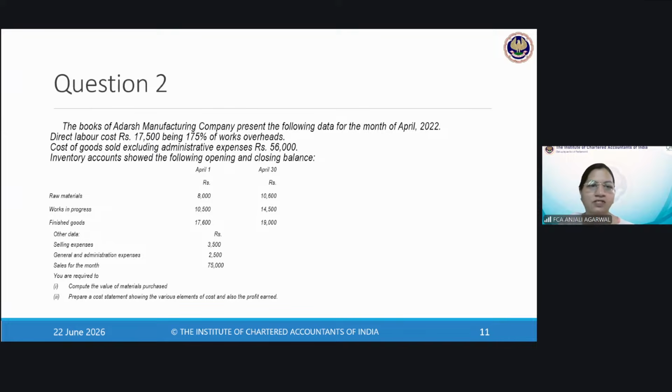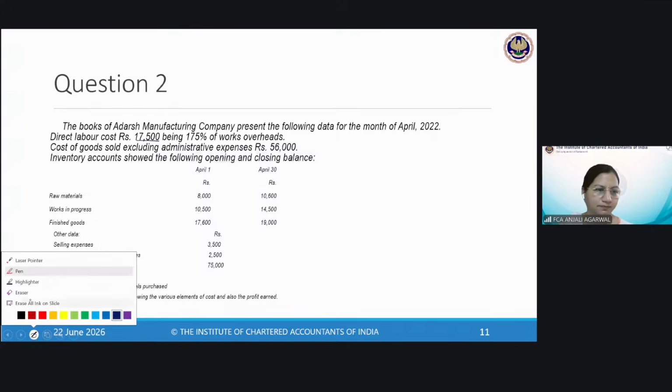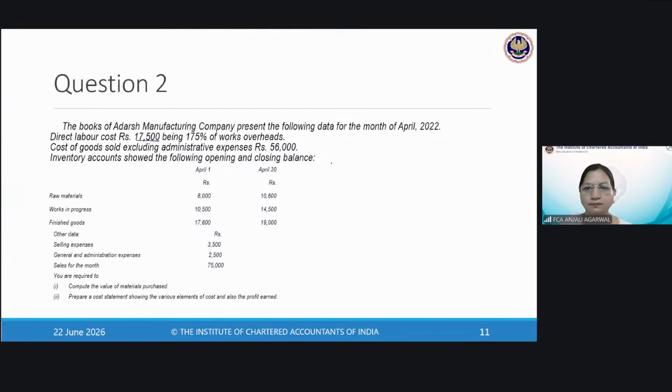The books of Adarsh Manufacturing Company present the following data for the month of April. So this data is only for the month of April. The direct labor cost is 17,500. And this is 175% of works overhead.